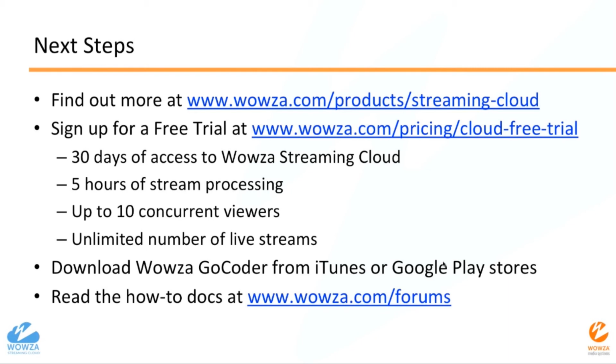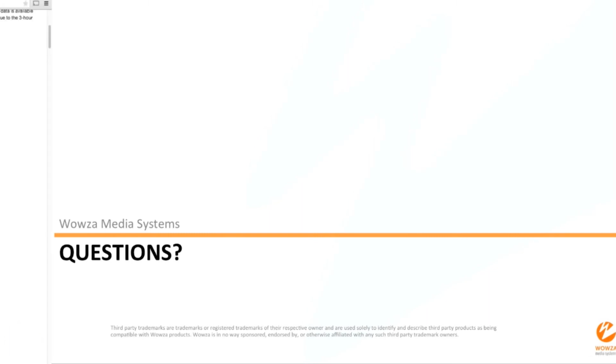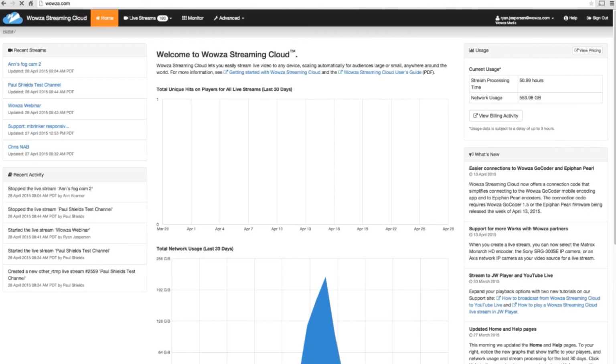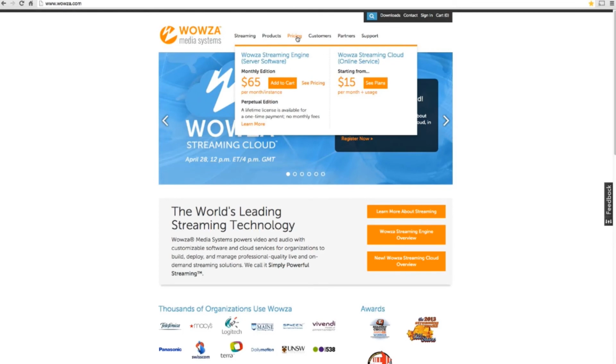You can also read a lot of how-to docs on how to configure a lot of these cameras and encoders on our forums. And what I want to do as well is open it up to questions, but I want to switch over to show you some of the pricing models that are available for Wowza Streaming Cloud. I think one of the really amazing things about this is that with our Wowza Streaming Cloud service, we're really democratizing live streaming. If I go to wowza.com, you can pull up pricing directly on your end as well. Right here under pricing, I can choose Wowza Streaming Cloud and see some of those plans.